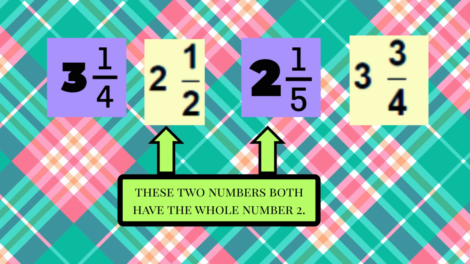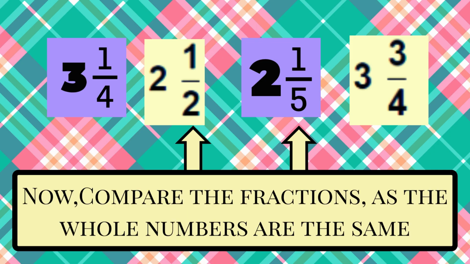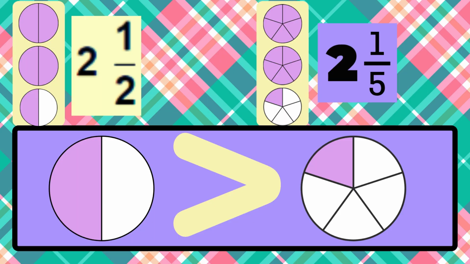Now, let's look at the two numbers with 2 as the whole number. You have 2 1/2 and 2 1/5. Again, since they have the same whole number, you need to compare the fractions. You can visualize what these fractions look like, or remember that 1/5 is less than 1/2, because half of 5 would be 2 1/2. But we only have 1/5. This means 1/2 is greater than 1/5. So 2 1/2 is greater than 2 1/5.